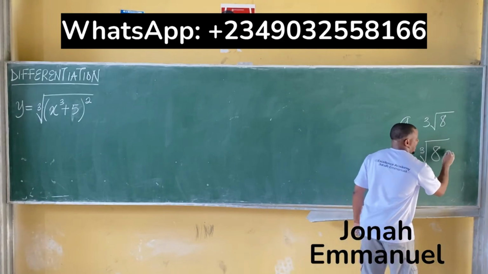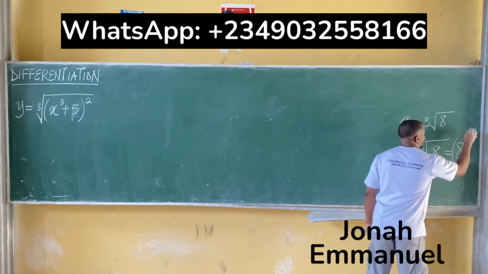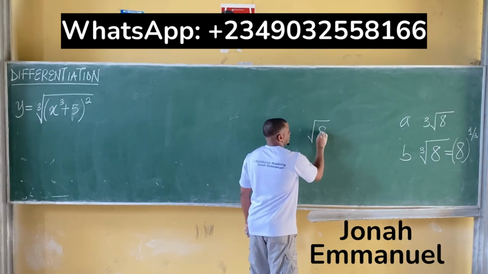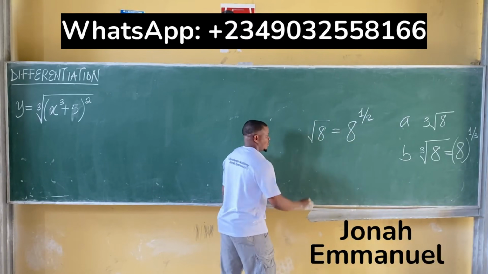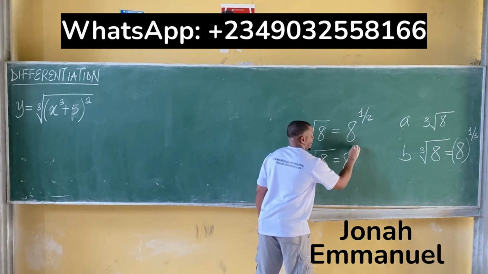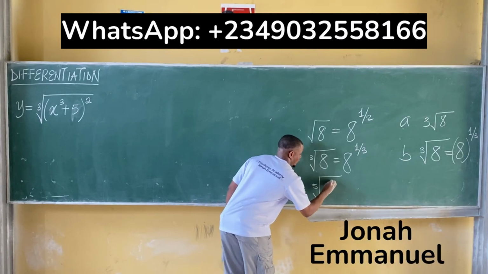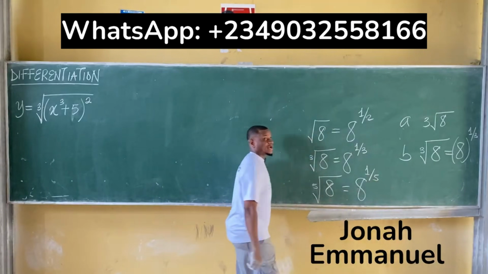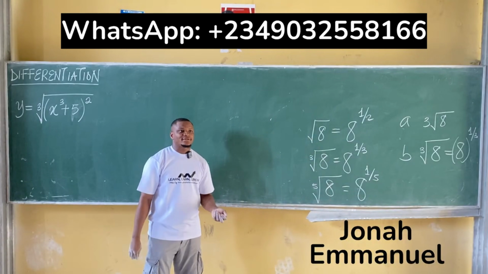Now, this B can be written as what? A to the power what? 1 over 3. Please take notes. When you have root 8, this is equal to A to the power 1 over 2. When you have it this way, this becomes A to the power 1 over 3. Please get this right. This is from indices. Let me refresh your memory first before we start.